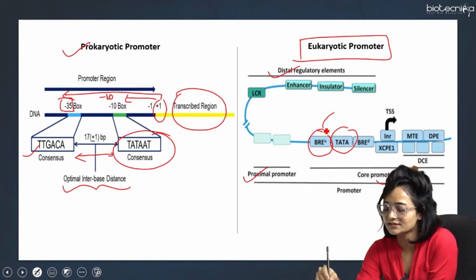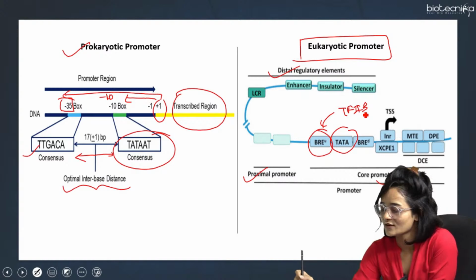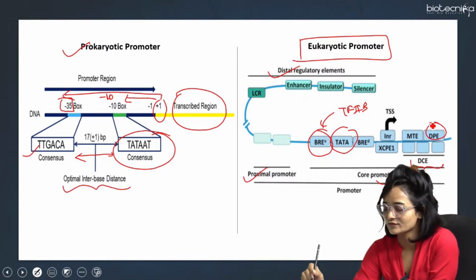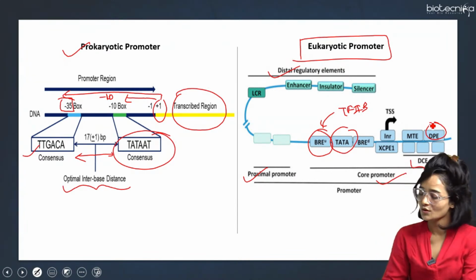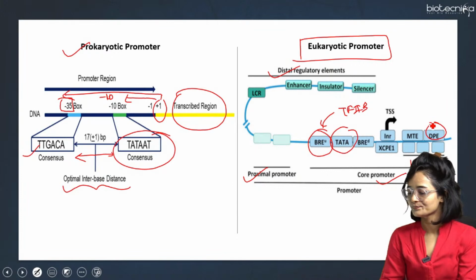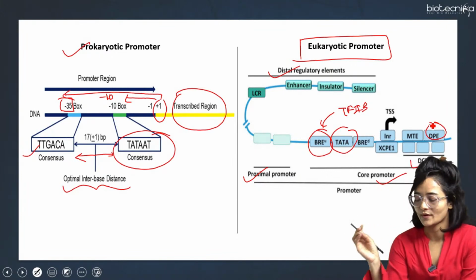So here basically TFIIB binds, right? This is one of the general transcription factors. Then there would be the DCE region and the DPE region, which would be present downstream of the core promoter, right? So these are the three parts of the eukaryotic core promoter which are very much required.